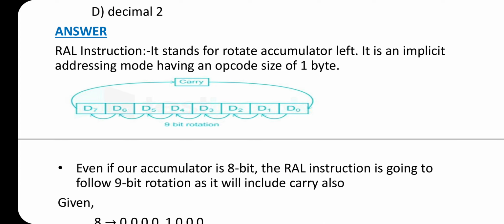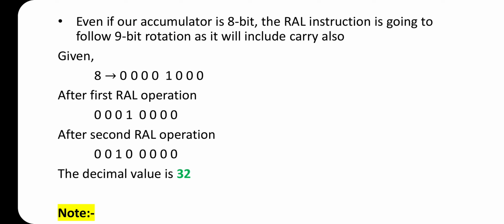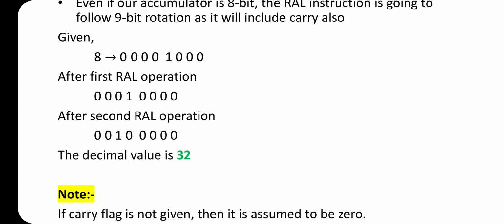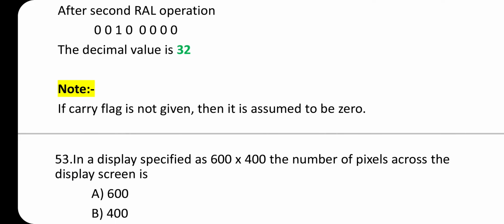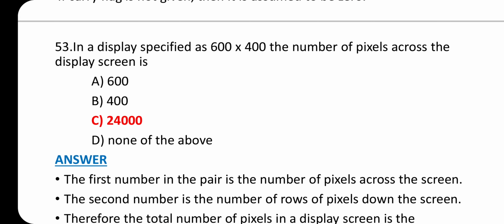The figure shows the RAL instruction sequence. Even if our accumulator is 8-bit, the RAL instruction is going to follow a 9-bit rotation as it will include the carry also. Here, the given 8 is 00001000, that is 8-bit. After the first RAL operation, we get 00010000. After the second RAL operation, 1 bit is rotated to the left, that is 00100000. Therefore, the corresponding decimal value is 32. Note that if the carry flag is not given, then it is assumed to be 0 during the rotation.